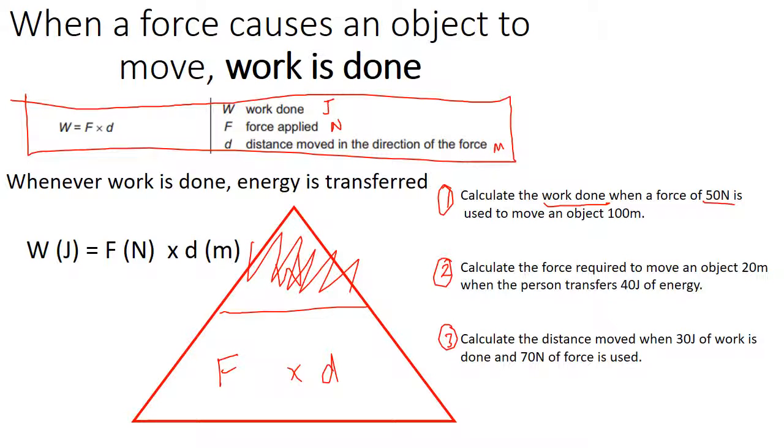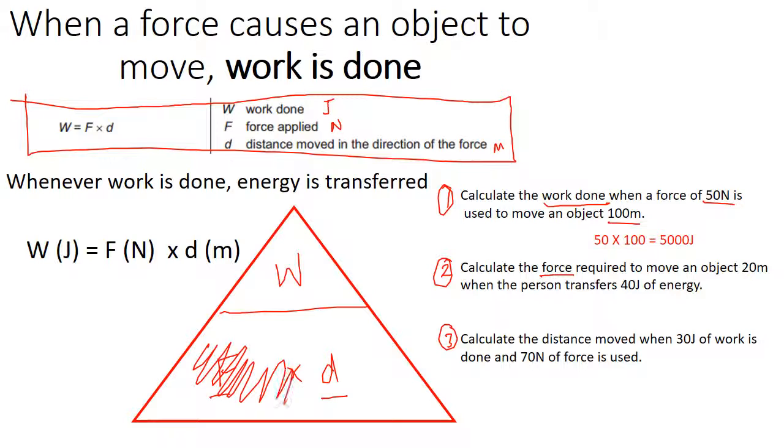So first one, calculate the work done. So I'll cross out work done then, when a force of 50 newtons is used to move an object 100 metres. So I'm going to have to do the force of 50 times the distance of 100, and it comes out at 5,000 joules.